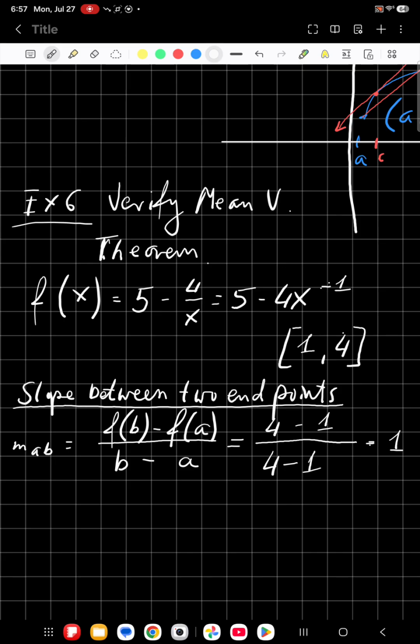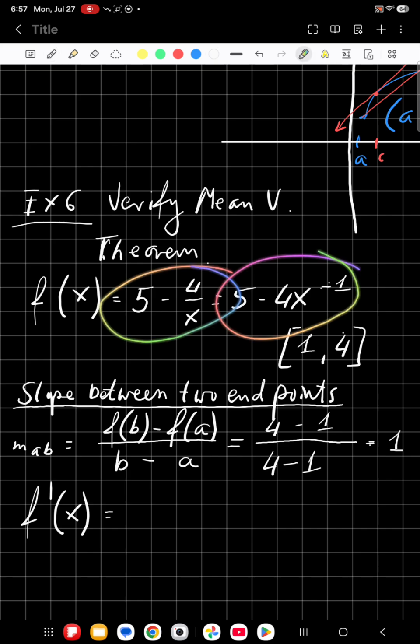Okay, so next thing we'll figure out what the derivative is, so f prime of x. You guys can do that derivative. I'm taking the derivative of my original function, and what I have is 4 over x squared.